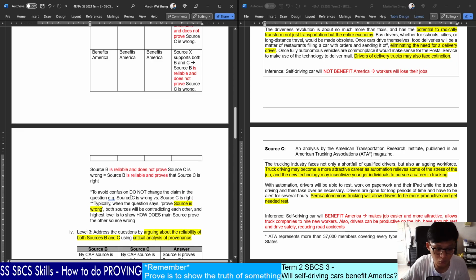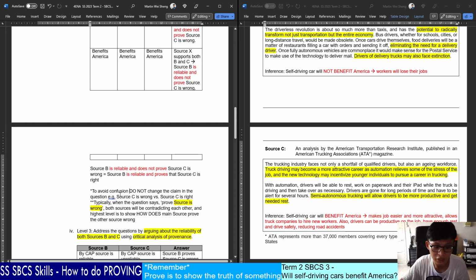Just to sum up whatever I just talked about, to avoid confusion, do not change the claim in the question. So you don't change source C is wrong versus source C is right. Then you also do not change whether or not B is reliable. If after doing your CAP or your cross-referencing, B is unreliable, stick with it. Or if after doing your CAP or your cross-referencing, B is reliable, you stick with it. The only thing that you change is whether or not the source proves or does not prove. So you just tackle these two words and then you would avoid confusing yourself.